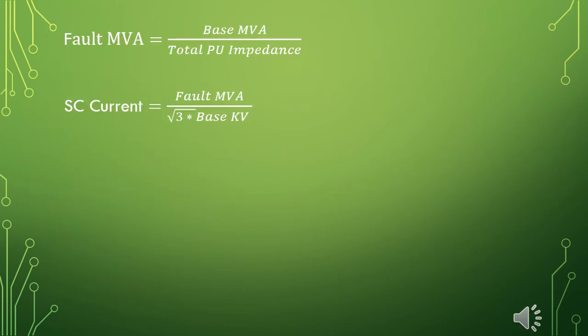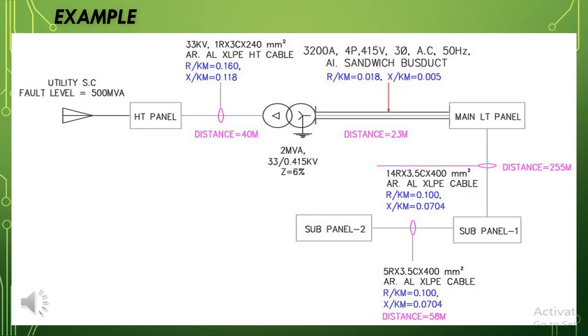Our final outputs are as follows: the fault MVA, which is calculated as the base MVA divided by the total per unit impedance, and the short circuit current, which is obtained by dividing the fault MVA by the product of √3 and the base kV. We will now work through this example.